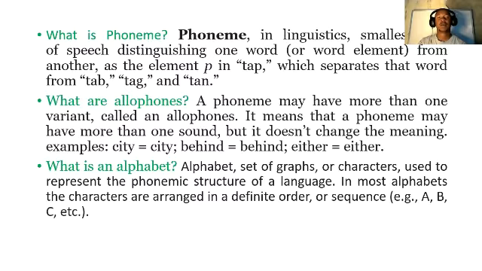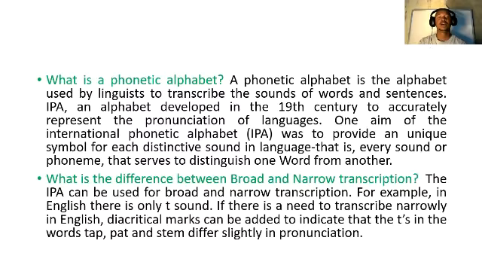What is an alphabet? An alphabet is a set of graphs or characters used to represent the phonemic structure of a language. In most alphabets, the characters are arranged in a definite order or sequence. Example, A, B, C, etc. What is a phonetic alphabet? A phonetic alphabet is the alphabet used by linguists to transcribe the sounds of words and sentences.